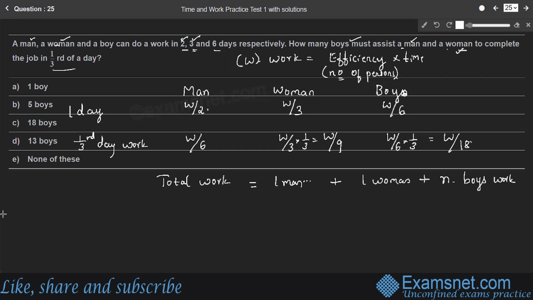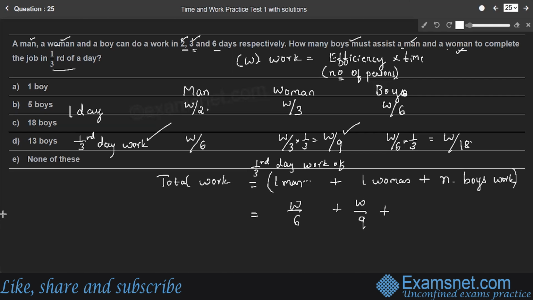So we have to consider the 1/3 day work of one man, one woman, and n number of boys. 1/3 day work of one man is W by 6, plus 1/3 day work of one woman is W by 9.